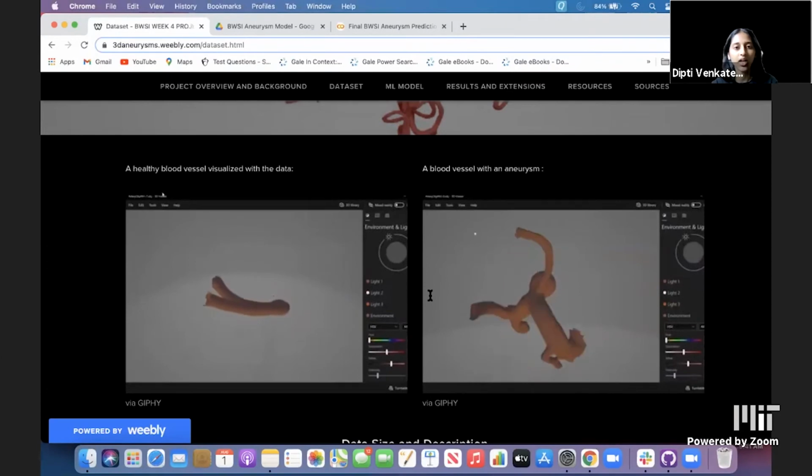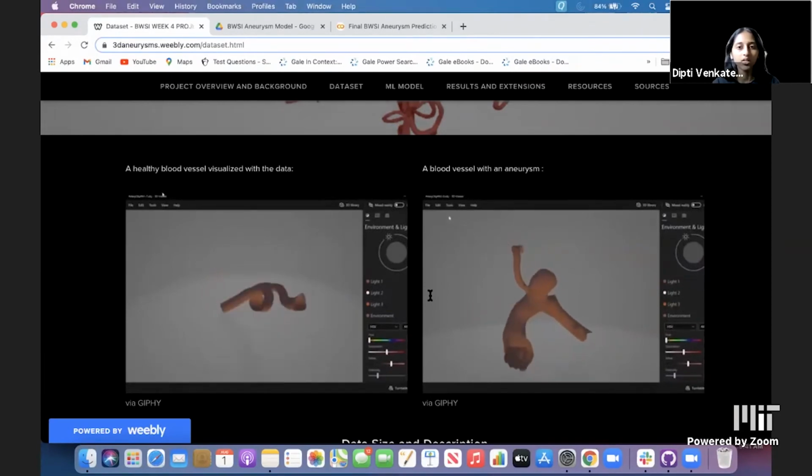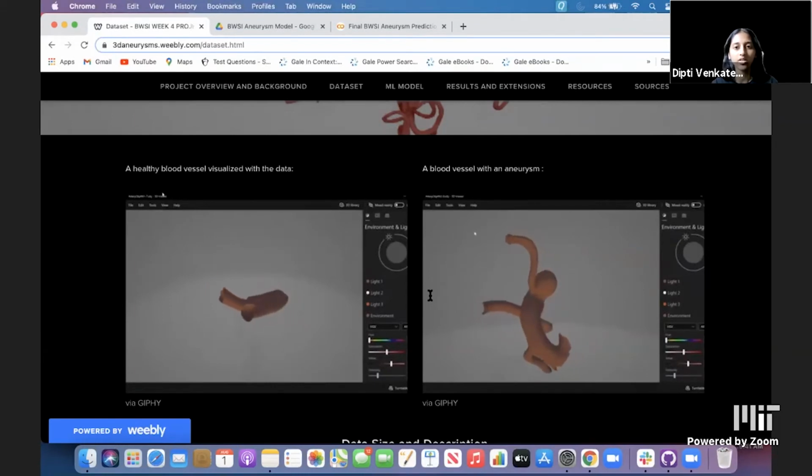So here we just have a visualization of a healthy blood vessel on the right from our data. And on the left, we have a visualization of a blood vessel with an aneurysm. And the aneurysm is a small spherical shape at the top.